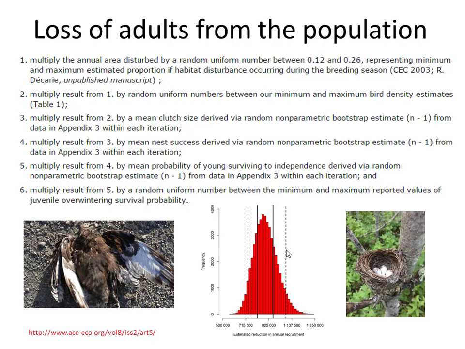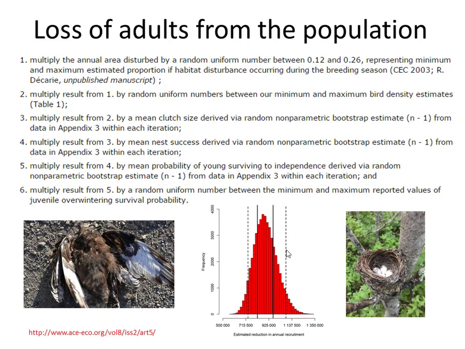We then put those together in what's called a bootstrap. Now, we add into that the average clutch size. How many nests are birds likely to have? How likely are they to survive? How likely are the juveniles to survive? And we do that tens of thousands of times and we get this distribution. And approximately 900,000 birds are lost, probably due to the act of forest harvesting from the fall flight.